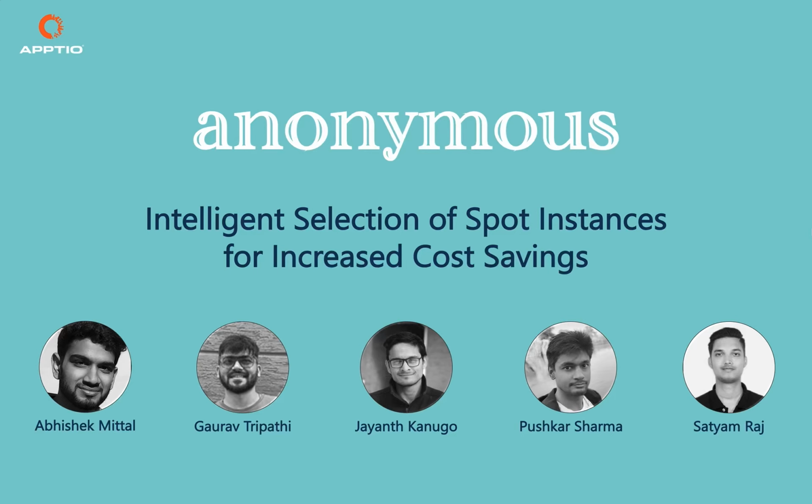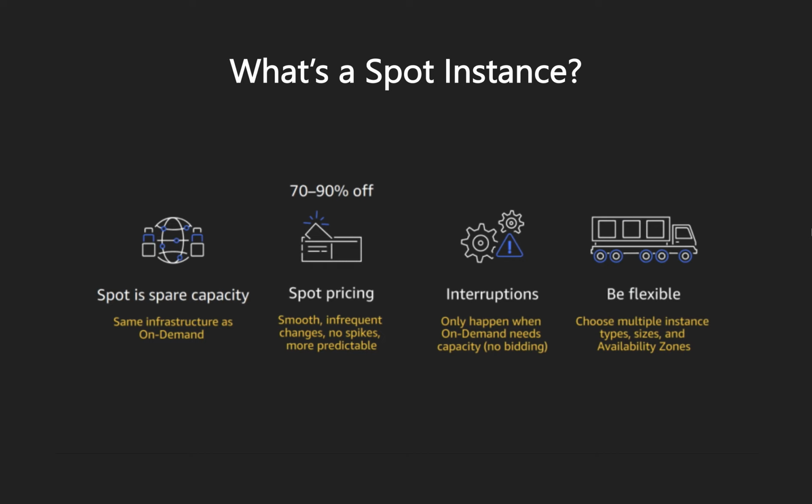In this hackathon, we work on intelligent selection of spot instances for increased cost savings. But first, what's a spot instance? A spot instance is an instance that uses spare EC2 or VM capacity that is available for less than the on-demand price. Because spot instances enable us to request unused instances at steep discounts, we can lower our costs significantly.